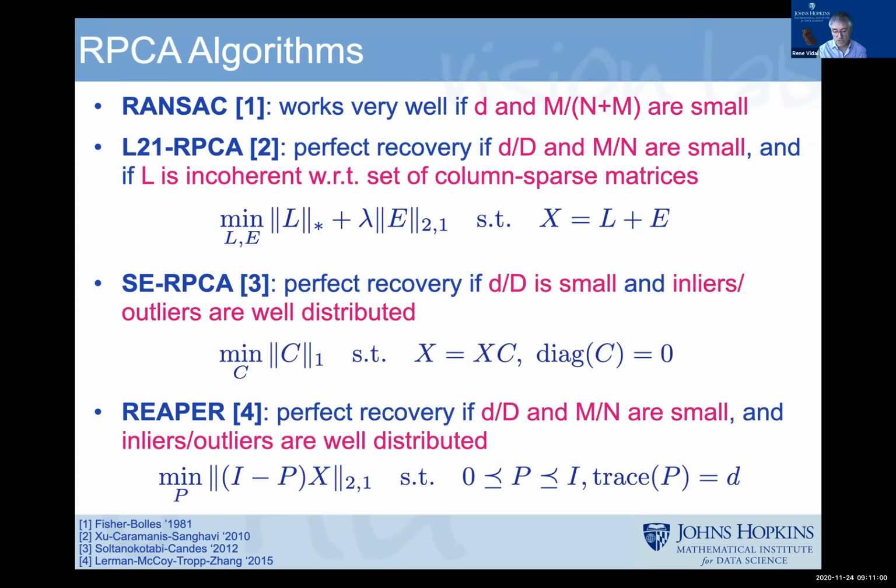X is the data, and you try to search for projection matrices. And the constraints that you see at the bottom right are a convex relaxation of the set of projection matrices. But again, the theoretical analysis of these methods requires the dimension of the subspace to be small relative to the ambient dimension and the percentage of outliers to be small.